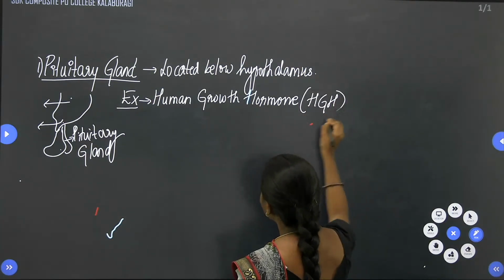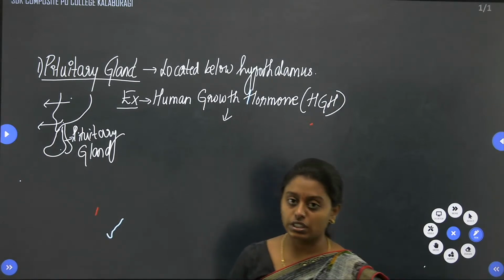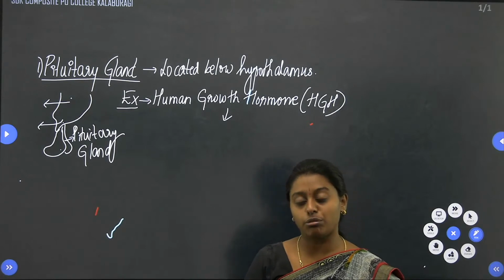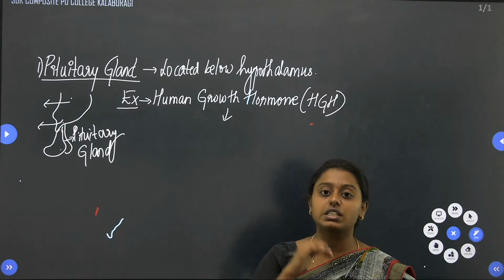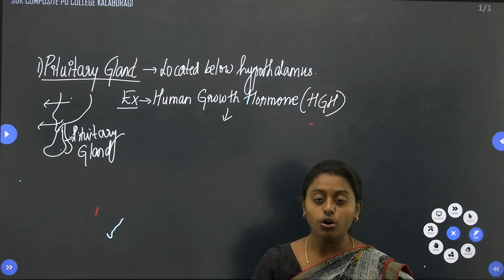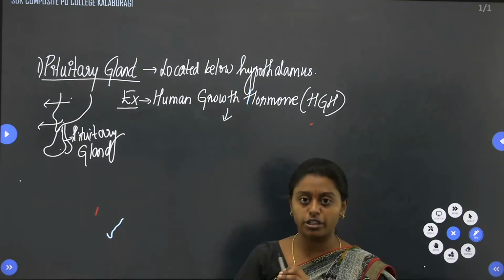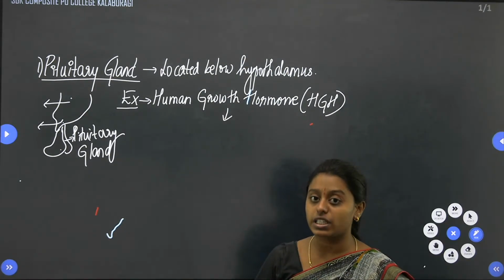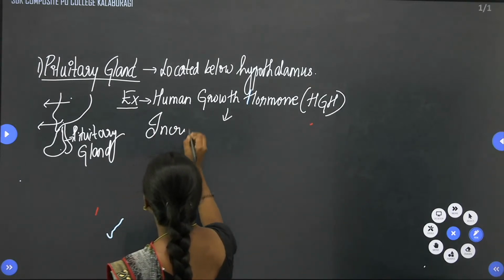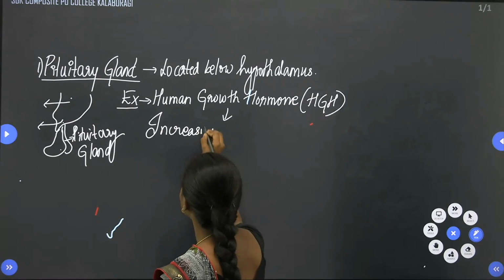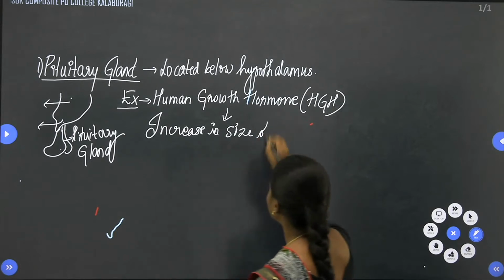Human growth hormone. The function of the growth hormone is to go and bind on the different types of cells, either bone cells or muscle cells, so that there can be an increase in the height of an individual or an increase in the girth of an individual during the time of development. So this is the function we can see. The function of growth hormone is increase in size of an individual.